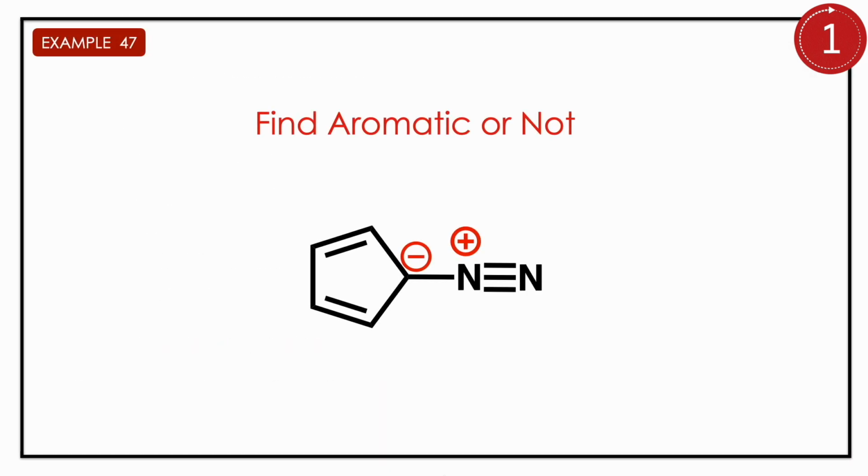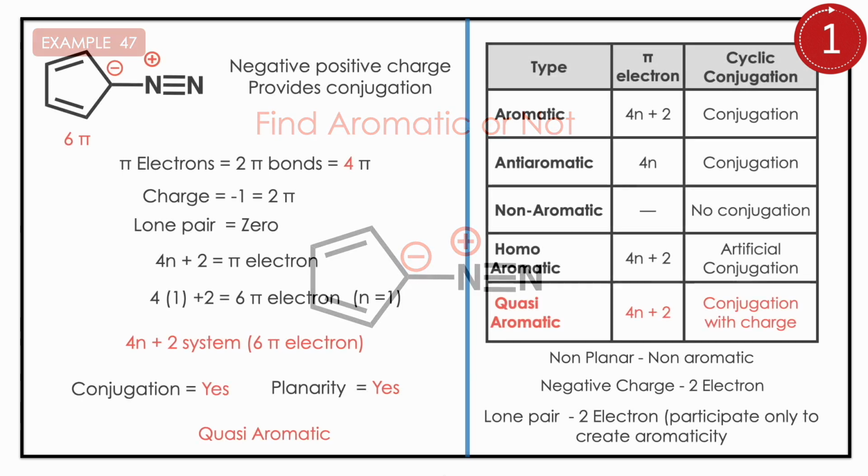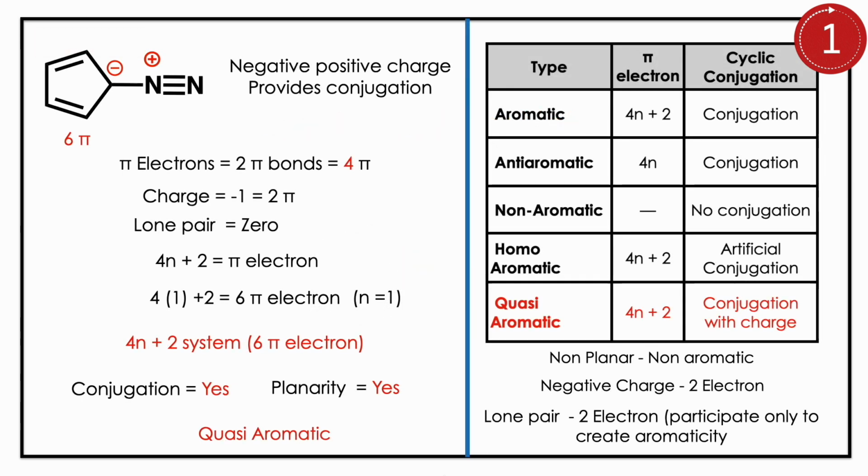Then the next example, you have cyclopentadiene and you have an anion. It is like a diazonium salt. You should find whether the given compound is aromatic or not. Here the anion is there. The anion is like the cyclopentadienyl anion. So you can go by the normal pathway.